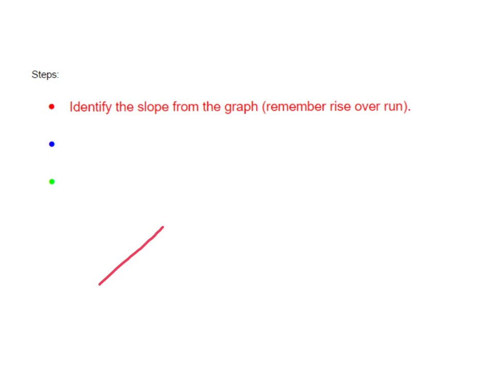To do this, there are really only three steps. Identify the slope from the graph. Remember, we're looking for rise over run. So if we've got our graph here, we're looking for our rise between 2 points over our run between those 2 points.